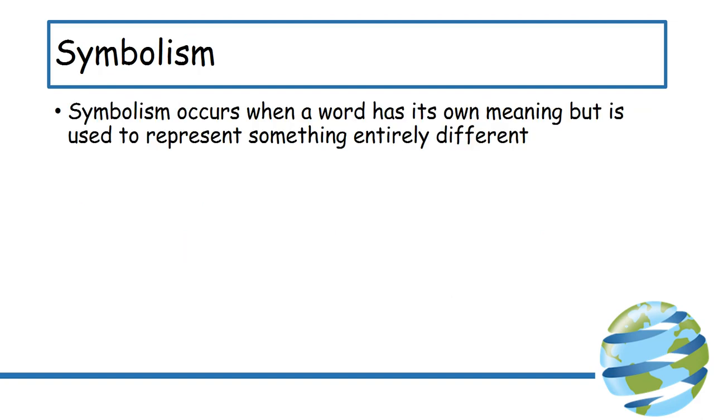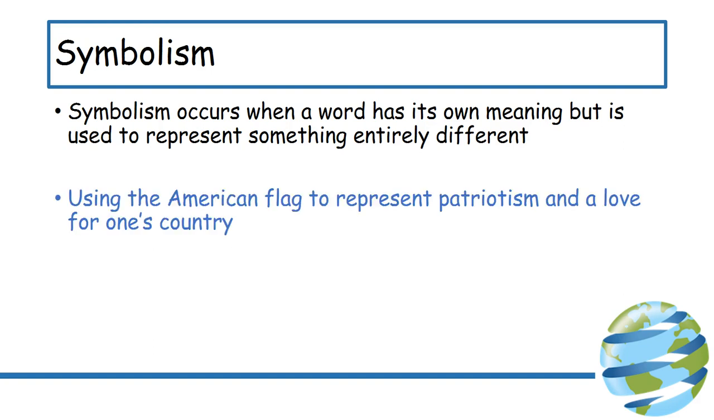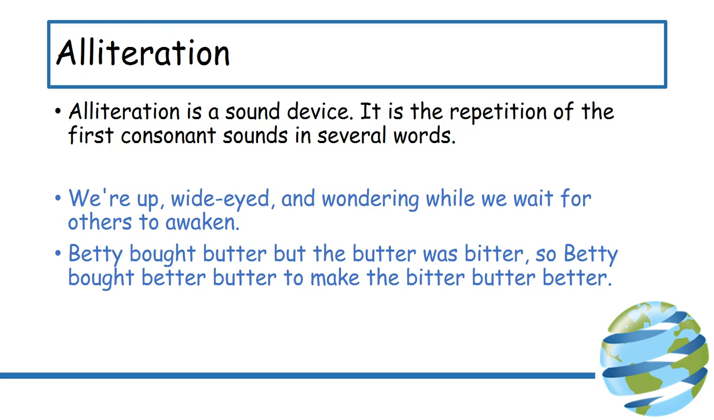Symbolism. Symbolism occurs when a word has its own meaning, but is used to represent something entirely different. For instance, people use the American flag or perhaps the British flag to represent patriotism and a love for one's country. You might also think of using owls when representing wisdom.